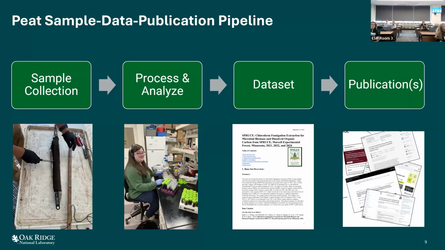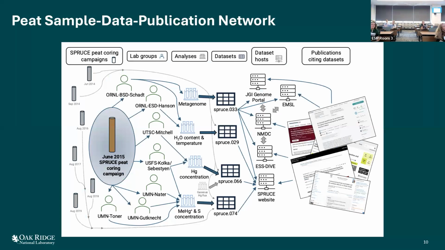So here's what I wish my life looked like. I wish we went out and we collected samples, we analyzed them in the lab, we published a data set, and then maybe published a paper or two off of that data. This is a zoom in on one peat campaign, a small one in June 2015. And we can track from the actual peat coring samples themselves to the different lab groups at different institutions indicated by the little people heads, and then different analyses that are performed on them that go into various data sets that are then hosted in different data locations.